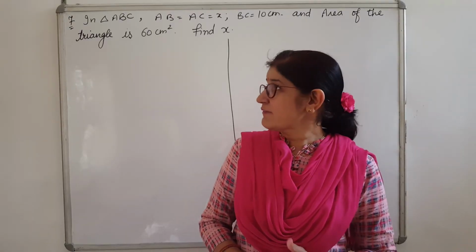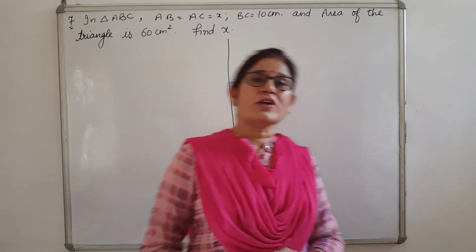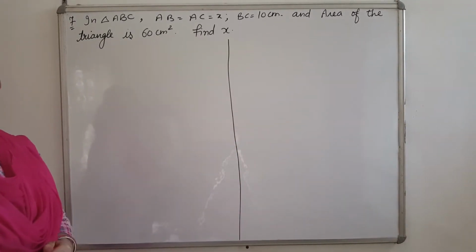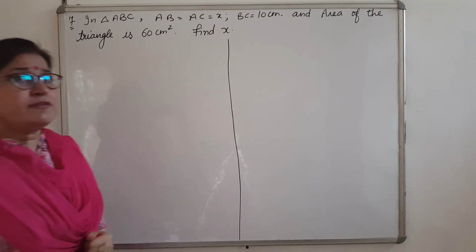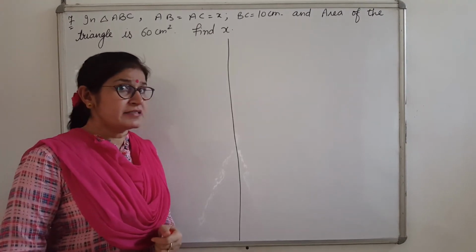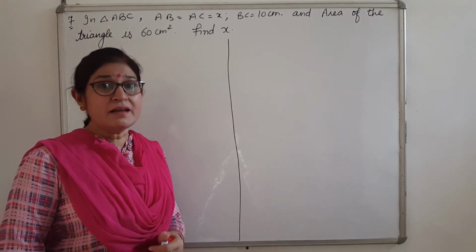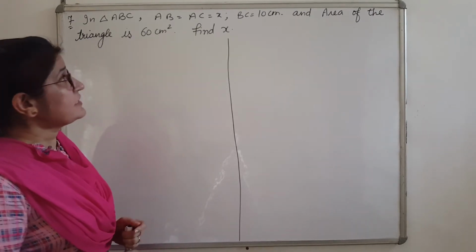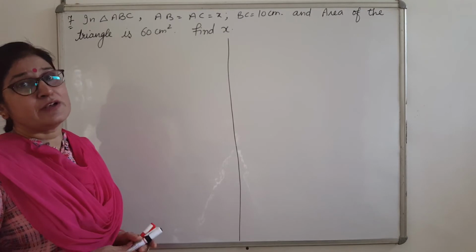Now, we will do the 7th question. In this question, one triangle is given, triangle ABC, in which two sides are given. If in a triangle two sides are equal, what is its name? It is an isosceles triangle. Area of this triangle is given 60 centimeter and you have to find the value of x.